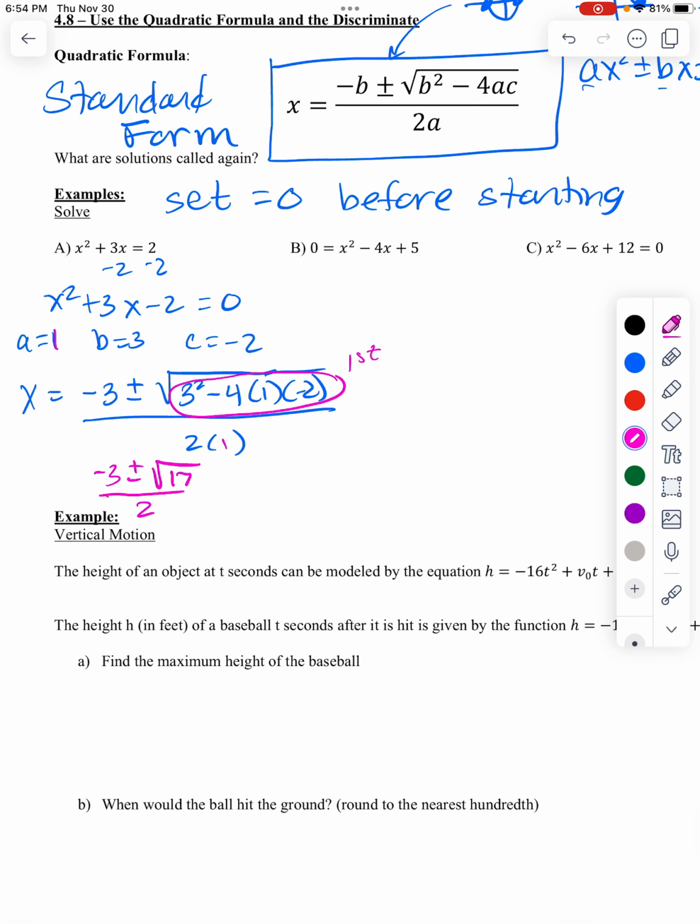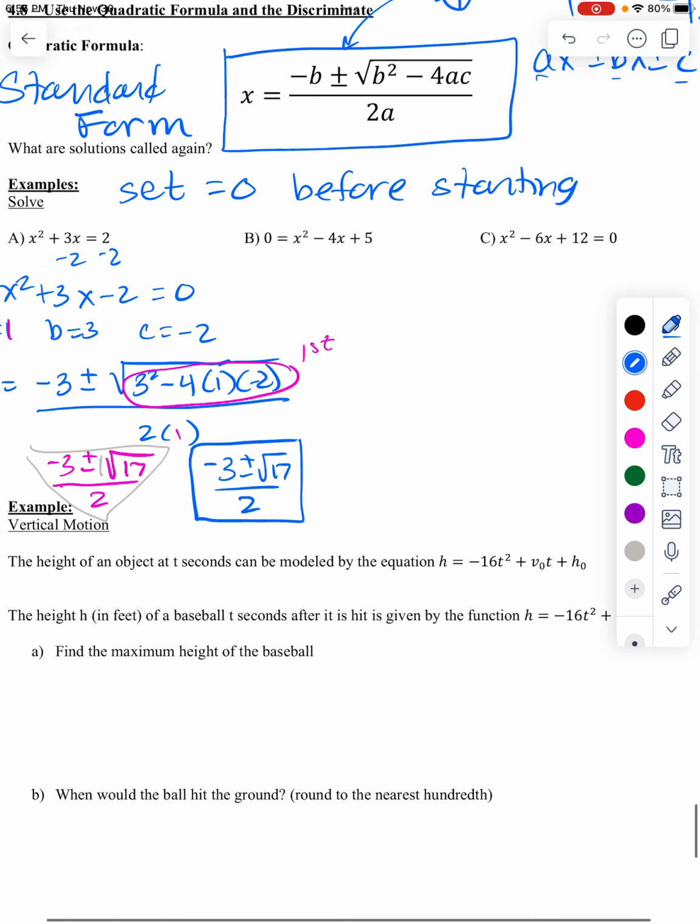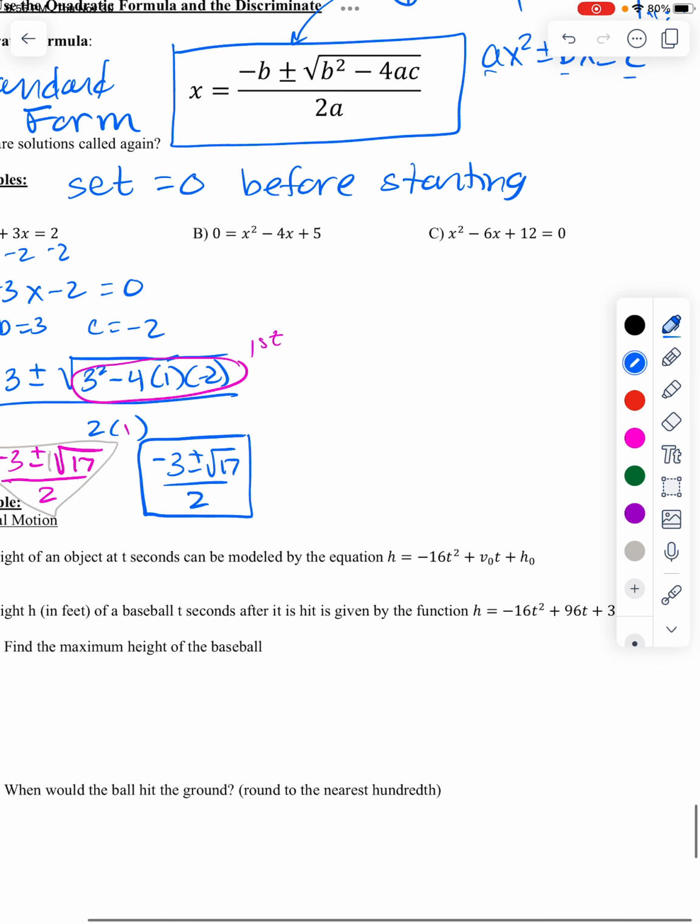So again, like I talked about with the i's, unless you can take something out of all 3 corners, you really can't take anything out. So nothing goes into those. You would only be able to look at the number in front, which is a 1, but nothing divides into 1 and 3 and 2. So your final answer is just negative 3 plus or minus the square root of 17 all over 2. That format, that look to your answer, is actually going to happen a lot. So don't panic.